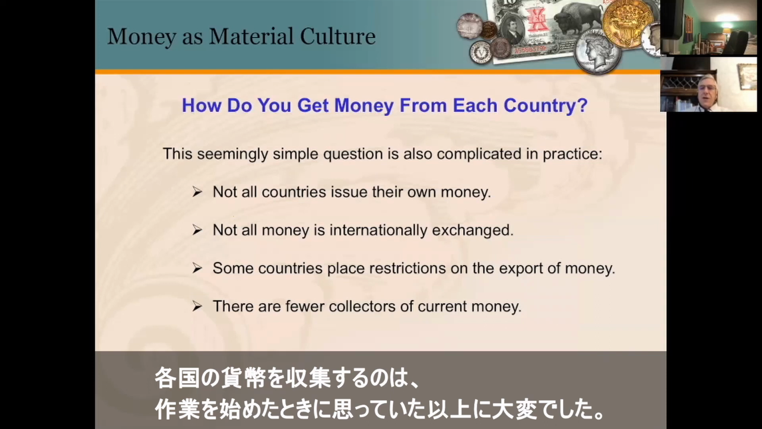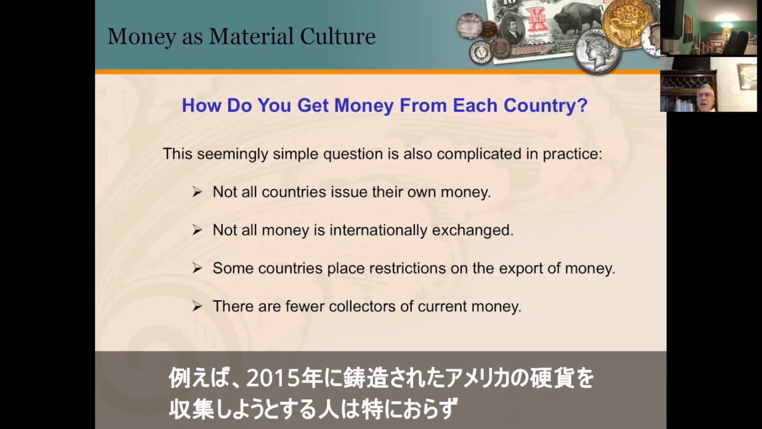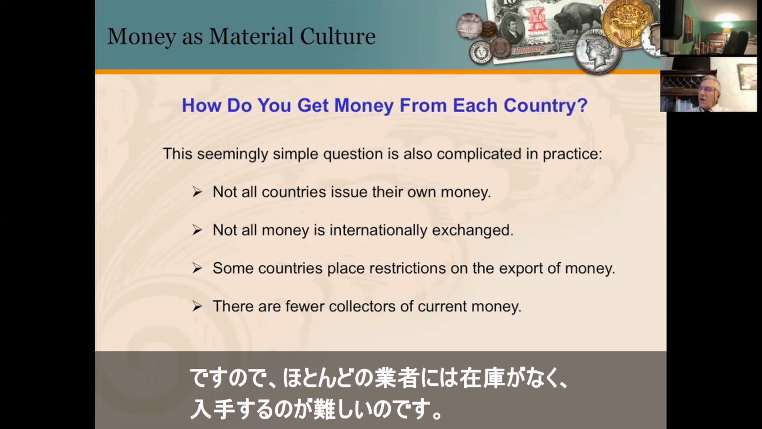Now, getting money from each country was more difficult than I would have thought when I started to work on this. It's not an easy problem, and it's in part because there's not a large collecting market for current money, i.e. nobody is particularly interested in collecting a coin from the United States that was struck in 2015. Mostly people are interested in collecting older coins, whether they be 20 or 30 years old or 300 years old. So most dealers do not stock it. So it makes it hard to get these coins.